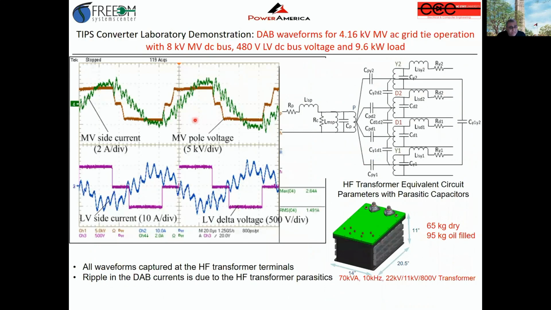So these are the results of the dual active bridge switching at 8 kV DC bus. On the medium voltage side, you see a three-level waveform with the current, and on the low voltage side, this is one of the LV side voltages, the delta voltage, as well as the current. This is the transformer. Again, for this high frequency transformer, you can see the size of this at 70 kVA, 10 kilohertz, how small this is, and this is oil filled, and these are the parasitics of the transformer.